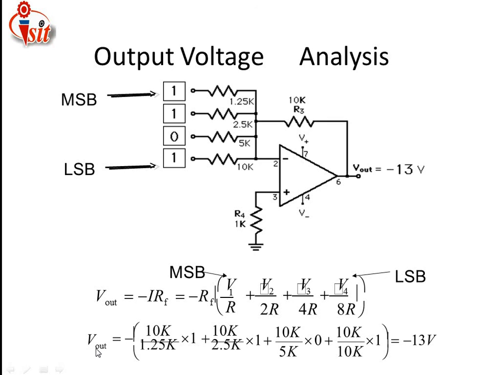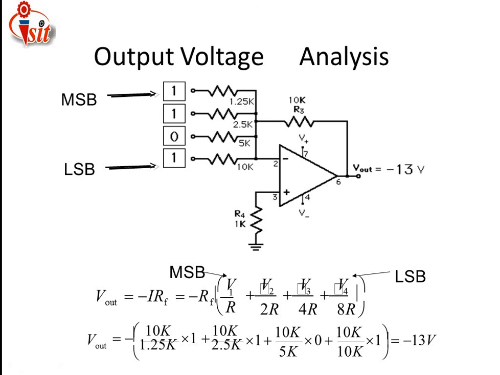Then what is the value given? Just see here, V out is equal to the reference voltage value, R reference. Here RF means the feedback resistor value, and the feedback resistor value is given as 10k. Just put that value 10k over here. Then V1 is nothing but the voltage introduced by this.